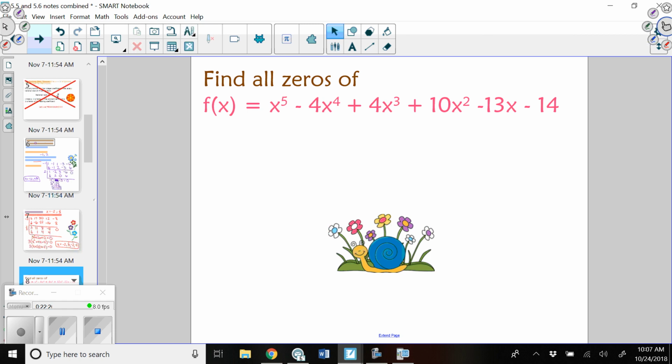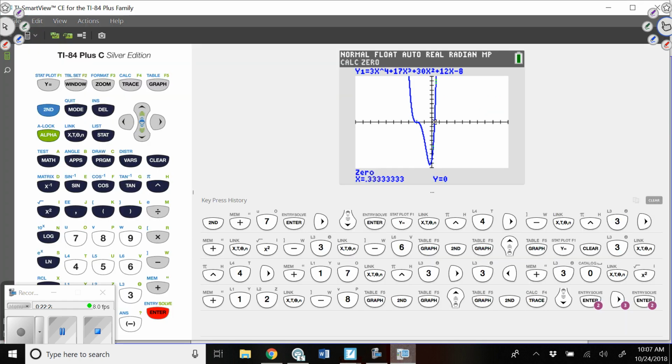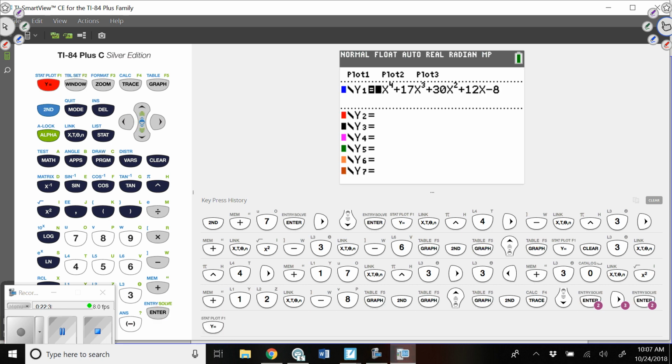All right, so let's go to the graphing calculator, because without that, it's a long, tedious process, which I don't want to do. All right, so let's go ahead and graph this bad boy. Give me a moment, because mine takes forever to graph up here.